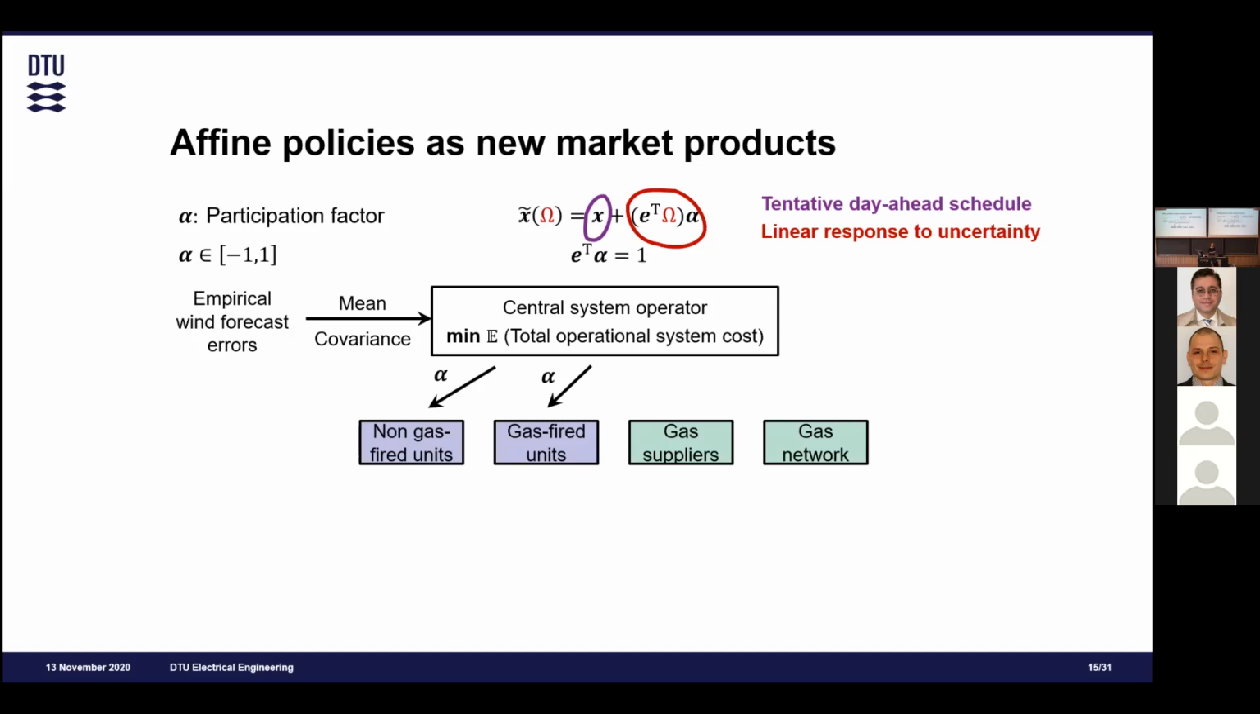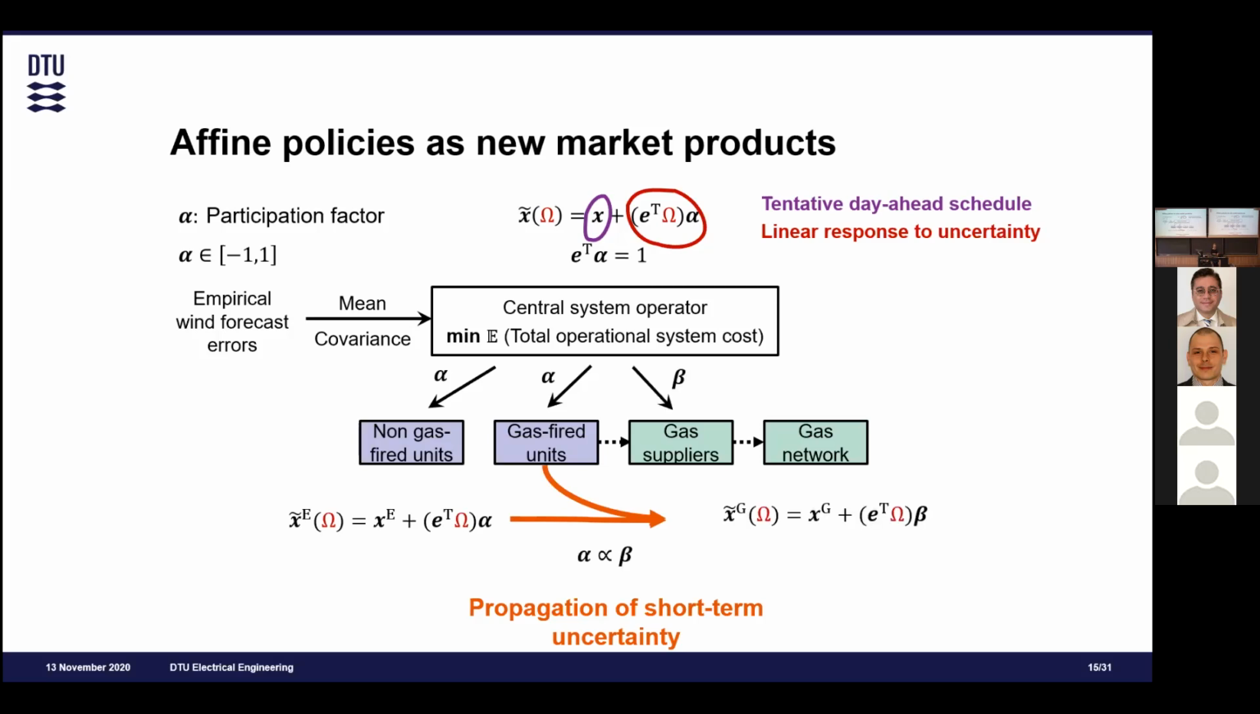And now it is important that the recourse actions from gas-fired units bring demand fluctuations into the gas side. So uncertainty propagates from the power to the gas side. And we need to translate these recourse actions by gas-fired units to response by flexible assets from the gas system. And both gas suppliers and Linepack, so in the gas network, can react. And for gas suppliers, we define participation factors beta, which depend on alpha through the fuel consumption of gas-fired generators.